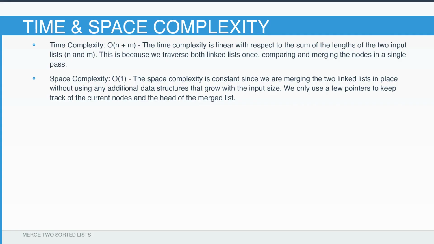Now let's talk about space complexity. It is O(1), which means we're using a constant amount of space regardless of the input sizes. We achieve this by merging the lists in place without creating new data structures. Essentially, we only need a few pointers, one to track the current position in the merged list, and others for the current nodes of each list. This efficient approach keeps our algorithm both speedy and memory-friendly, making it a great choice for merging sorted lists.